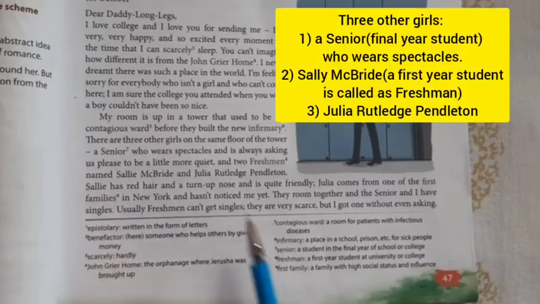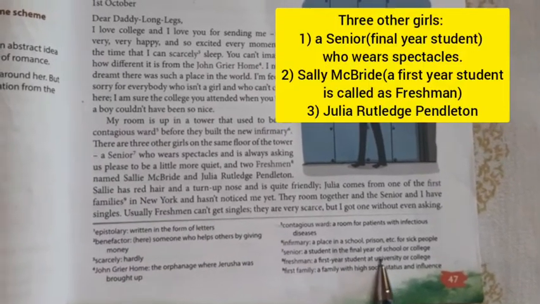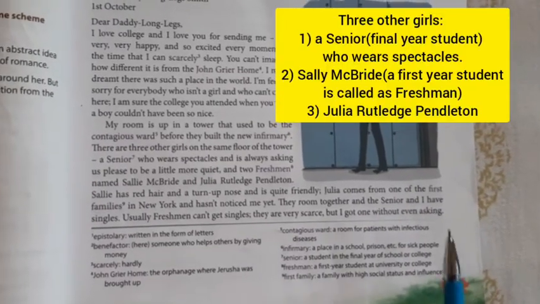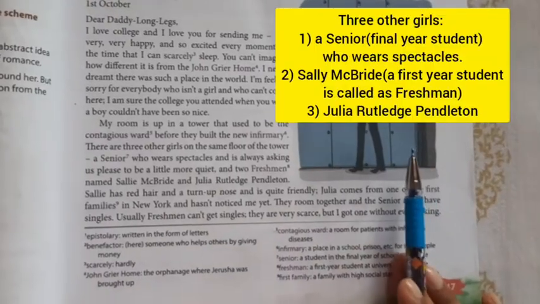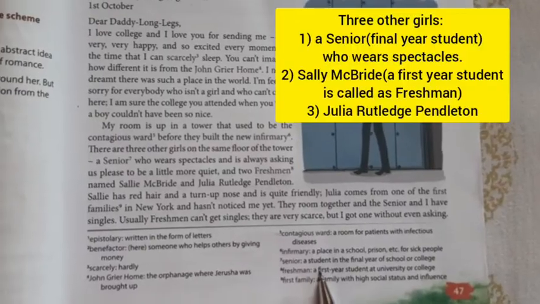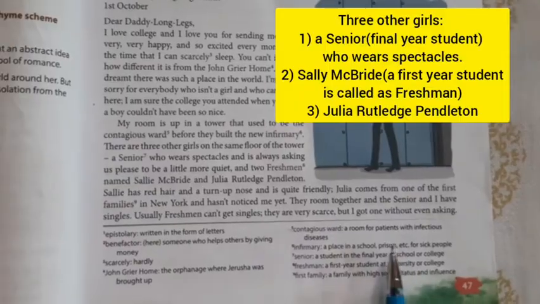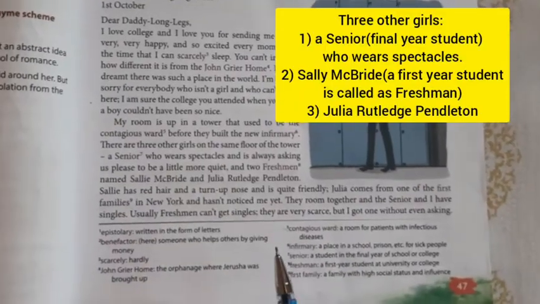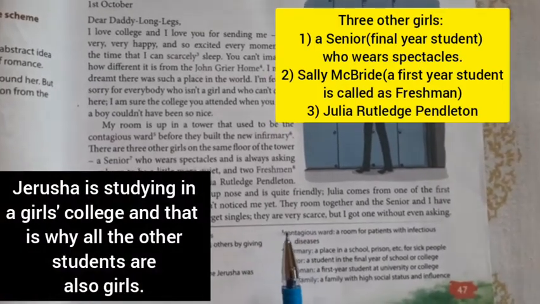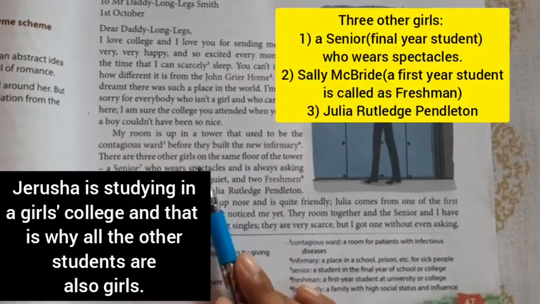"A senior." Here a senior means a student in the final year of college. You all know whom we call seniors. The students who are in the higher classes, we refer to them as seniors. So a senior student lives on the same floor, and she is a final year student, and we will be referring to all the other students as "she," because we know that Jerusha is taking education in a girls' college. So you see, there are 3 other girls on the same floor.